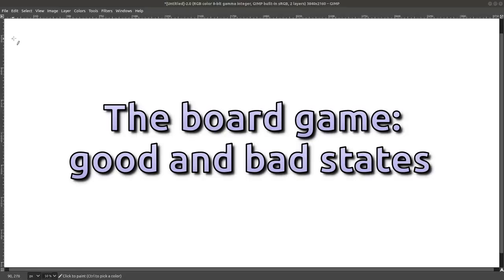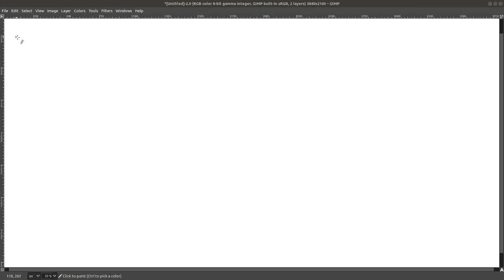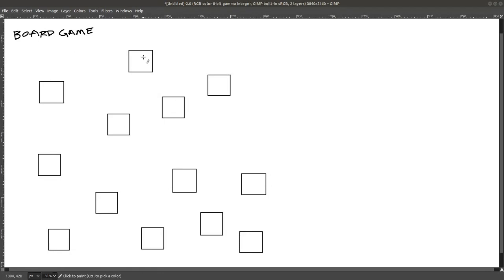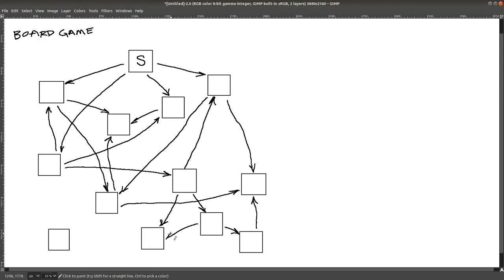Okay, let's step back and consider a very simple board game. For this board game, I'm going to draw some squares here. That looks pretty good. I'll put an S in the starting square here, and I will just draw some arrows connecting the squares. Alright, I think that looks pretty good.